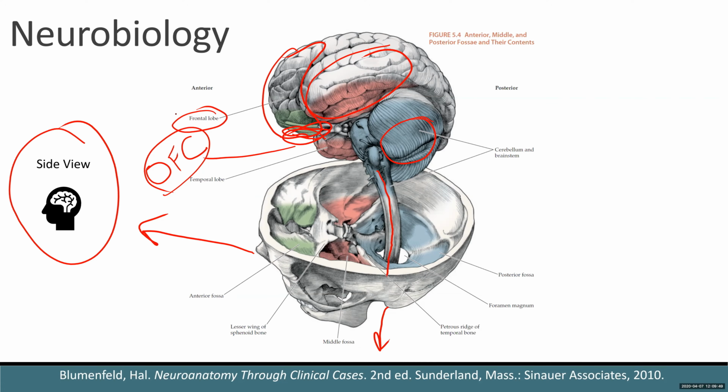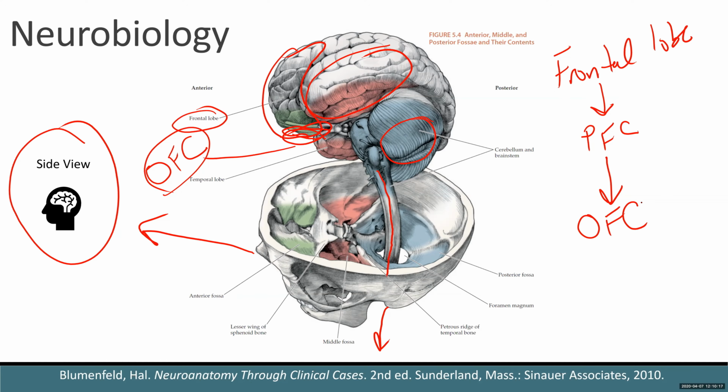Okay, so of course anatomy has to be very, very complicated. We have the different lobes of the brain, right? We have the temporal lobe, the parietal lobe, the frontal lobe, and the occipital lobe. But the frontal lobe is divided into a bunch of different parts, and one of those parts is the prefrontal cortex. And the prefrontal cortex is also divided into many parts, and one of those parts is the orbitofrontal cortex.